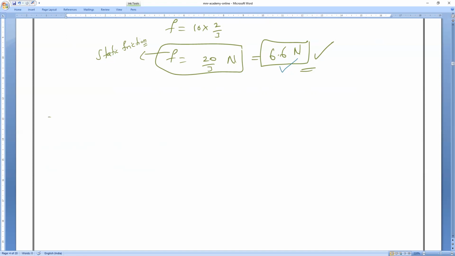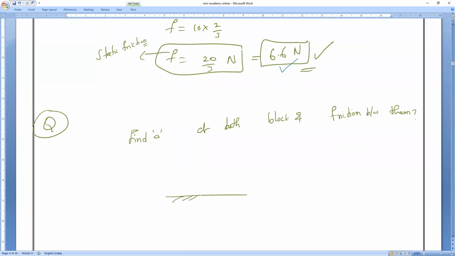Now, next question. Again the same thing. Find the acceleration of both the blocks, as well as the friction between them. Do you all understand? So if you all notice, the given diagram is like this: 10 kg, 5 kg, 5 kg. Now I'm applying a force of 50 newtons.